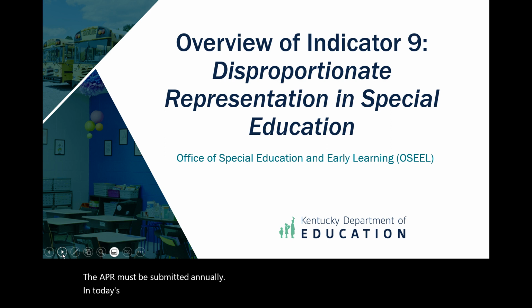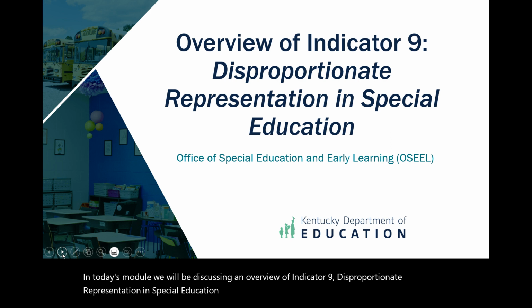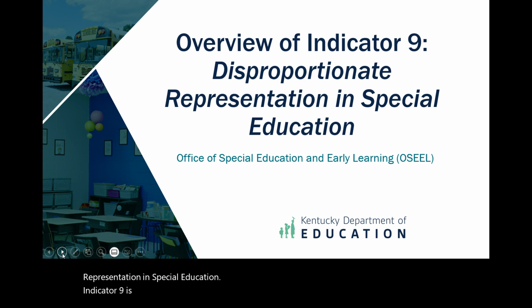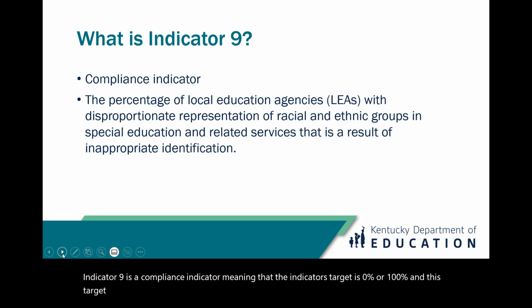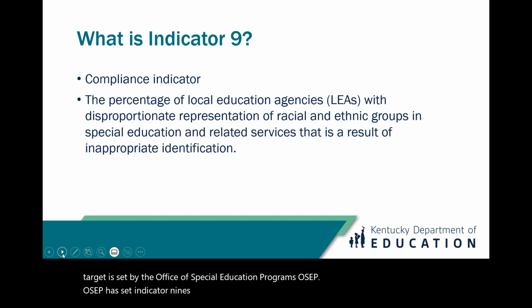In today's module, we will be discussing an overview of Indicator 9, Disproportionate Representation in Special Education. Indicator 9 is part of the SPP APR. What is Indicator 9? Indicator 9 is a compliance indicator, meaning that the indicator's target is 0% or 100%, and this target is set by the Office of Special Education Programs, OSEP. OSEP has set Indicator 9's compliance target to 0%.